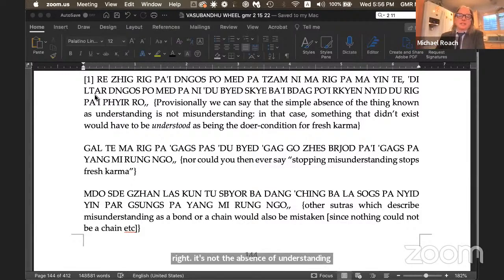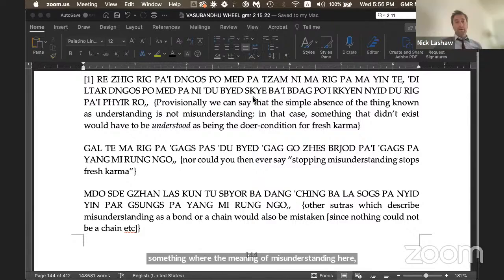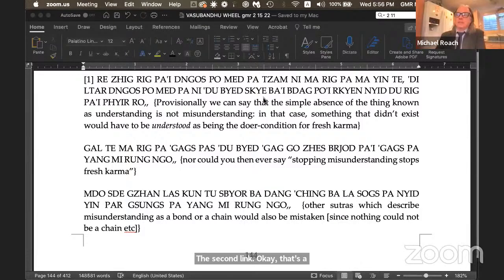In that case, if it were true that the lack of something were the meaning of misunderstanding here, then you would have the lack of something triggering the second link. And that's a problem. The absence of something would be triggering something.